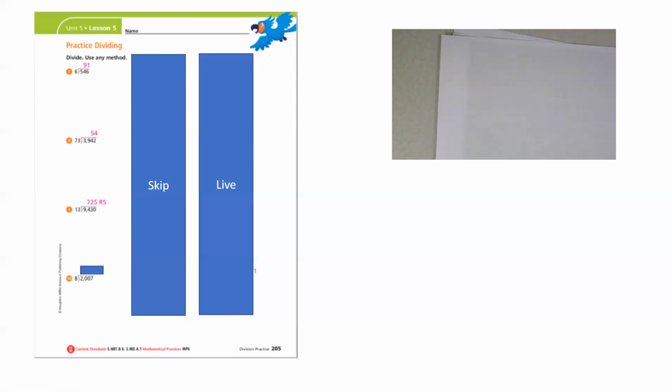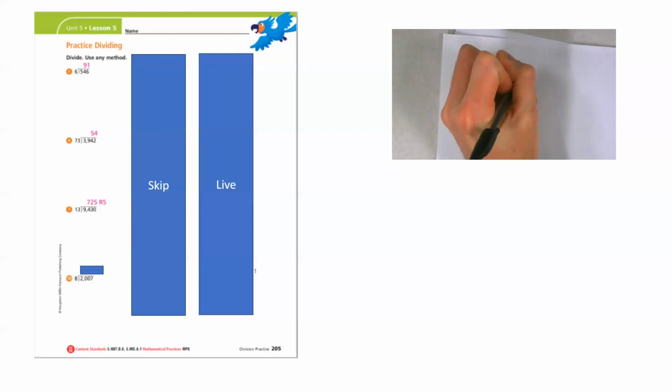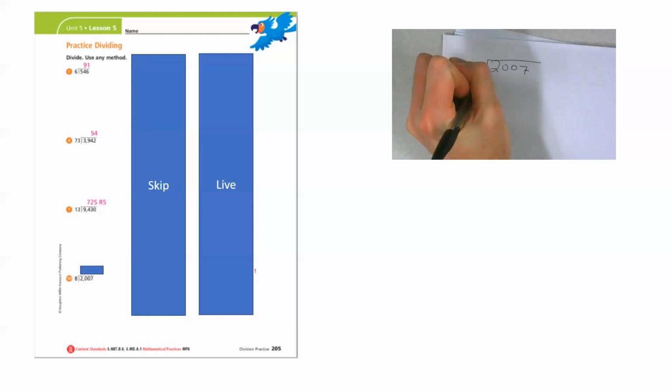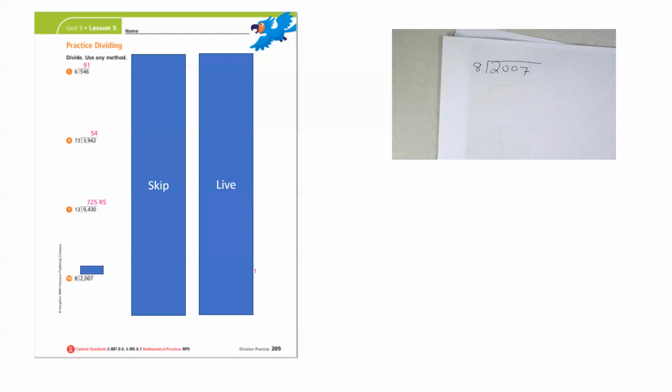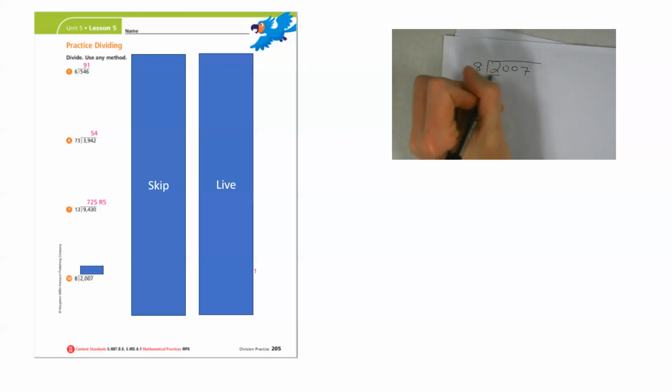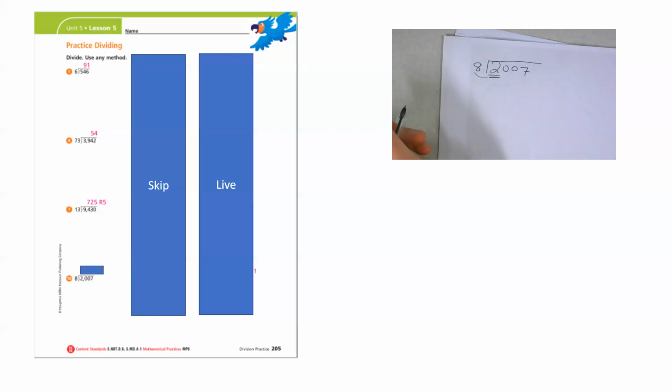Okay, 2007. It was a good year. 2007 divided by 8. How many 8s are in 2? Oh, you better not have said 4. You can't pull groups of 8 from 2. So let's go to 20. How many 8s are in 20? 8, 16, 24. Too many.